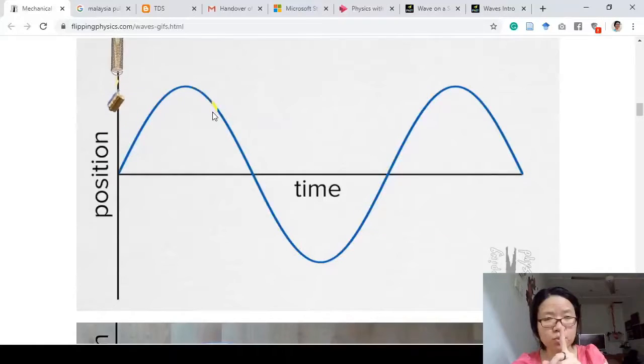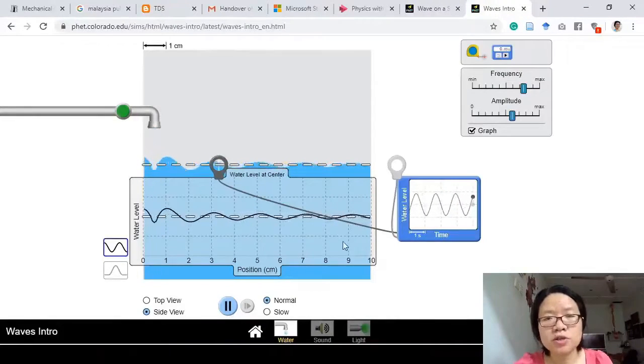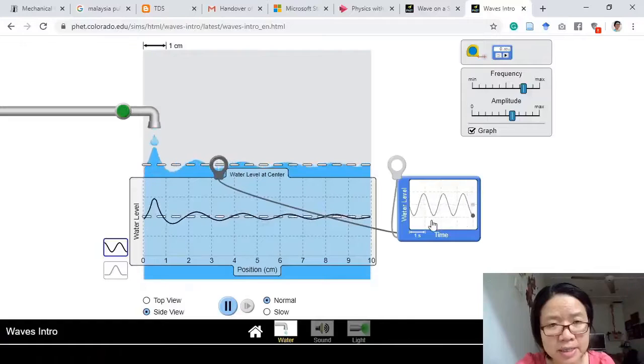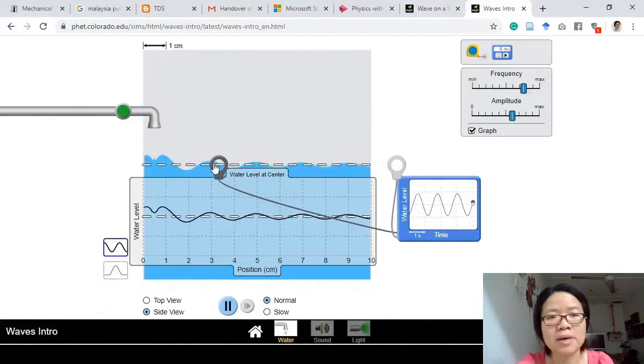We choose one and we look at it. We already know that it's going to oscillate up and down. As it oscillates up and down, you will notice that this particular trace actually follows. It goes up, comes down, goes up. So it's the same as looking at a single particle here. It goes down, comes up, goes down, comes up.